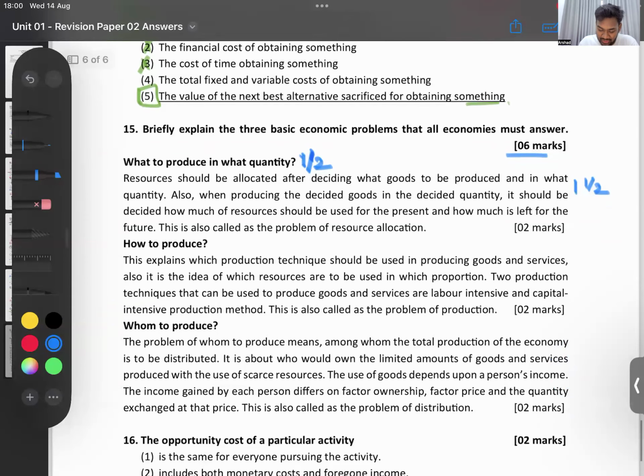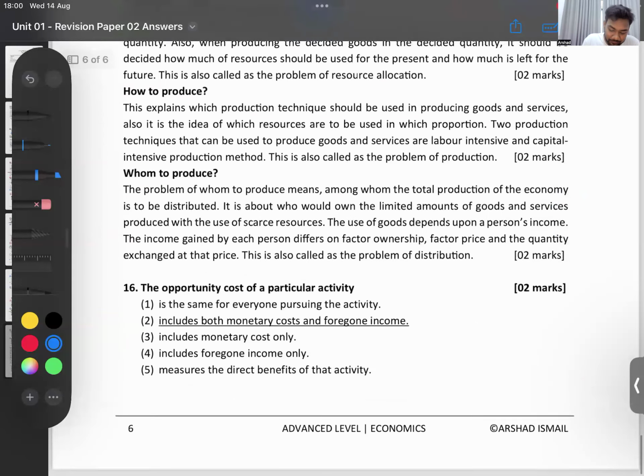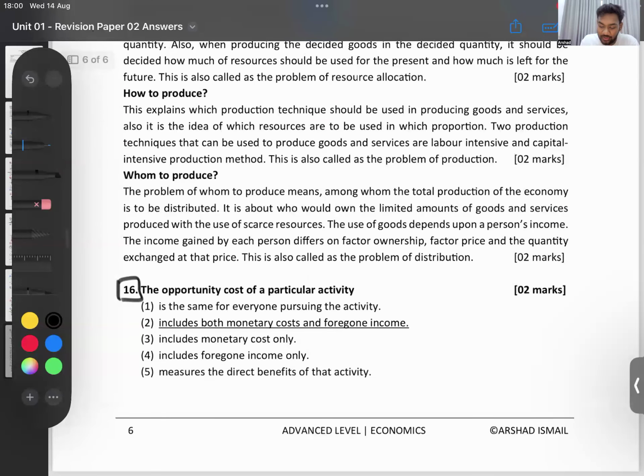Then the last question, and then we are done for today. Question 16. The opportunity cost of a particular activity is what?